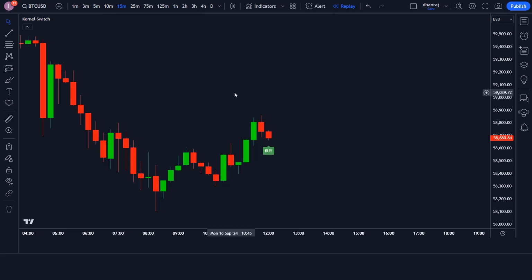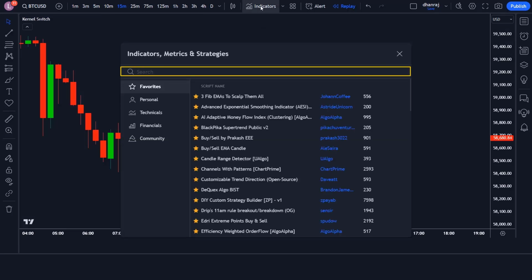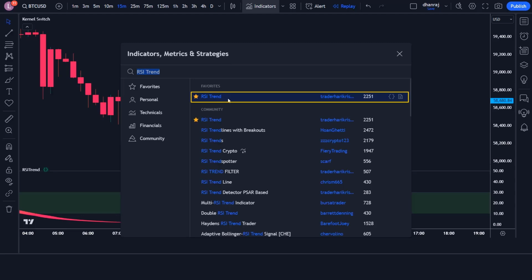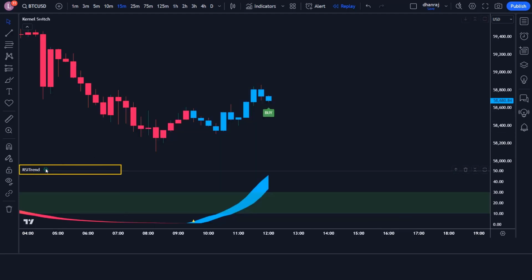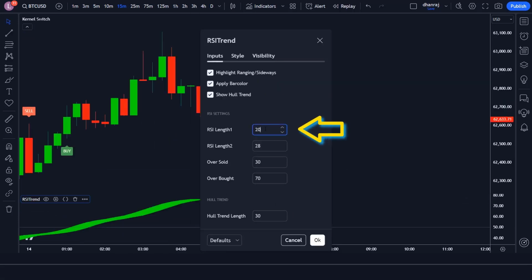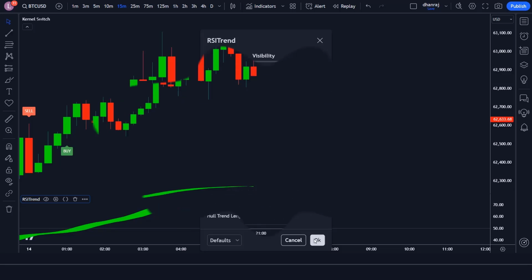After that, we have to apply another indicator on the chart. We will search RSI trend in the search box of TradingView. After that, we have to click on the RSI trend option, in which we have to change some settings. We have to keep these options hidden. We have to change the RSI length 1 option from 20 to 21. We have to change the RSI length 2 option from 28 to 30. We have to change the oversold option from 30 to 31. We have to change the overbought option from 70 to 72. We have to change the whole trend length option from 30 to 29. Now our setup is ready.